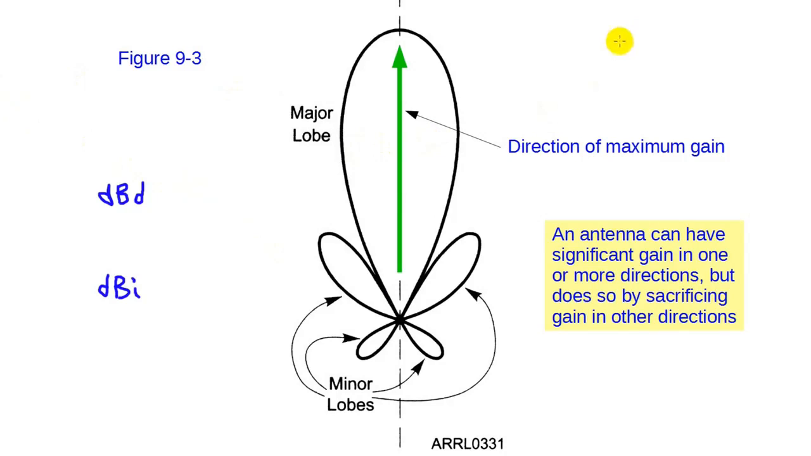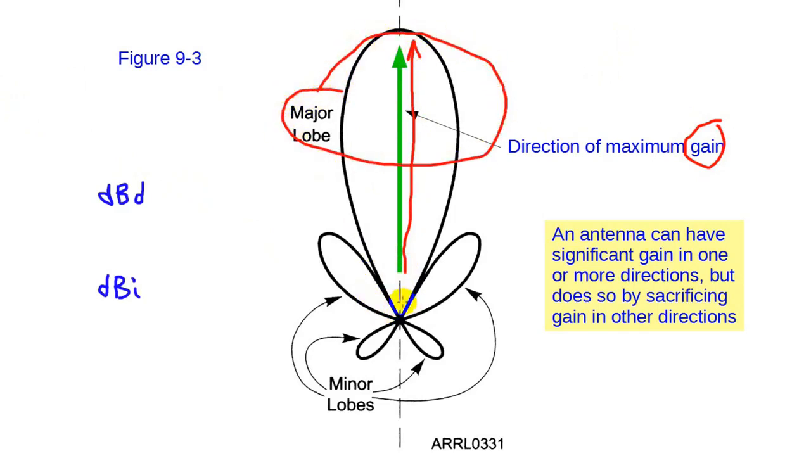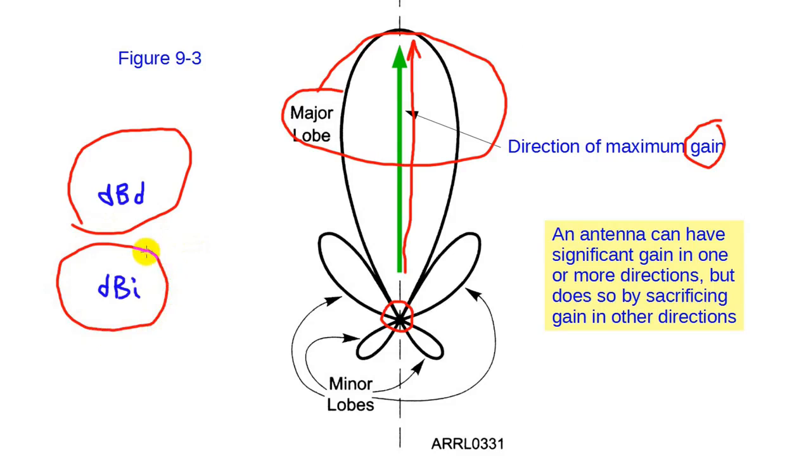Now, when we measure what we call gain, we are measuring the amount of power radiated in the direction of the main lobe with respect to the amount of power that would be sent in that same direction by a reference antenna. That reference antenna can either be a dipole or an isotropic. If we use a dipole for reference, we measure the gain in decibels referenced to a dipole, or dBd. Similarly, measuring with respect to an isotropic antenna is measured in dBi.